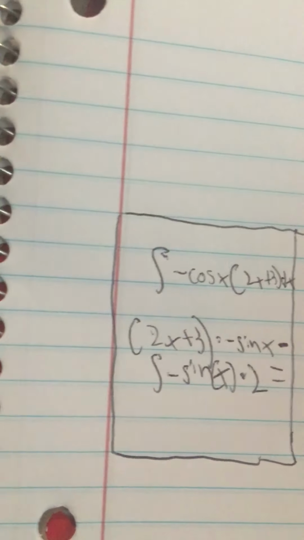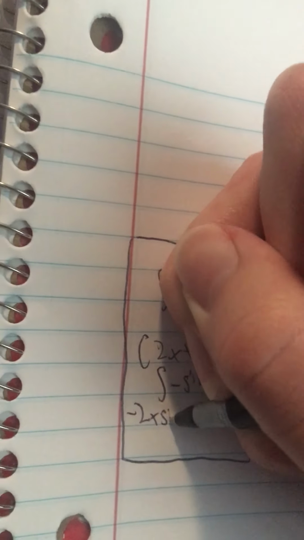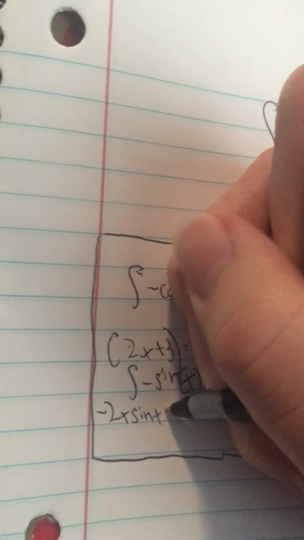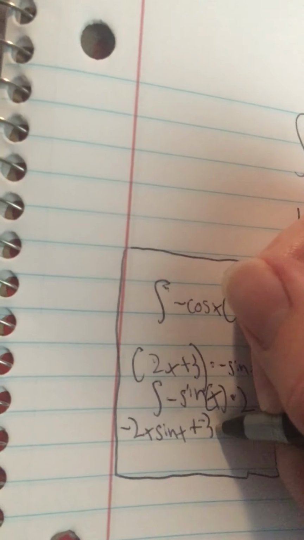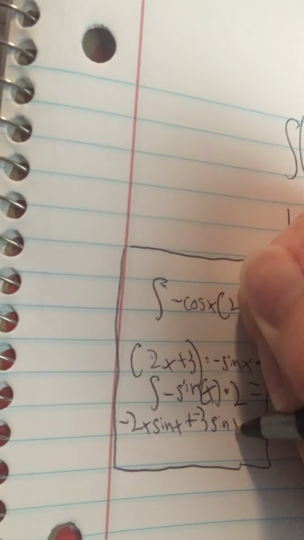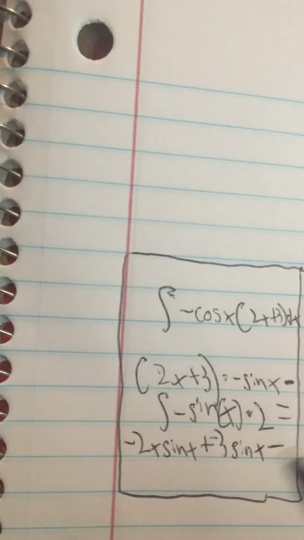This means that if we distribute the negative sign, we get negative 2x sine of x plus, actually I guess that's plus a negative 3, we're just going to put that negative in there, plus negative 3 sine of x, minus, and then we're going to have the second line for the integral.